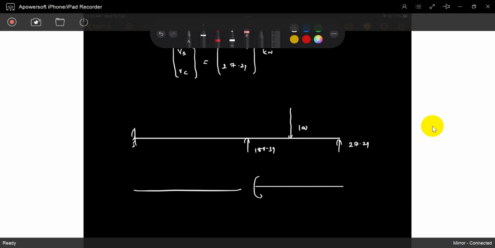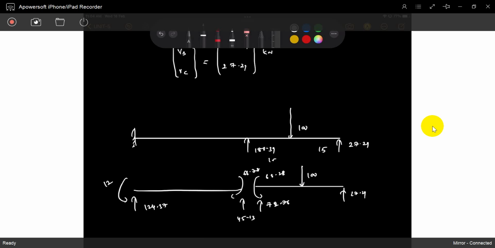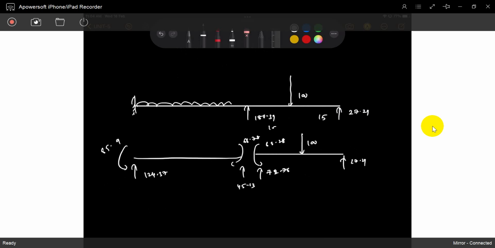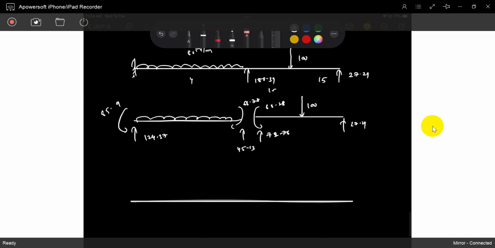So what is the moment that will come? It is 100, it is 1.5, it is also 1.5, this is 27.29, what will come? This is 68.2, wait. 68.2, it is 24, you will get 75.72, here you will get 45.63, here you will get 124.37, it is also 68.28, here what will come? 85.9, 85.9, 60. Can you write? You can easily write the shear force diagram.